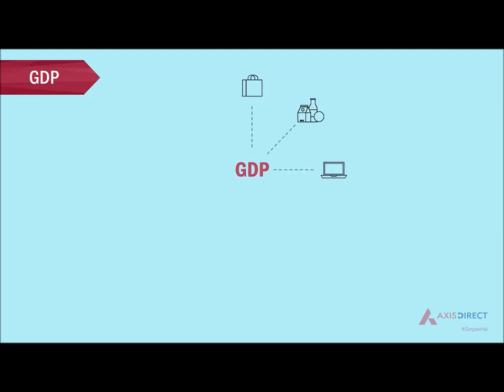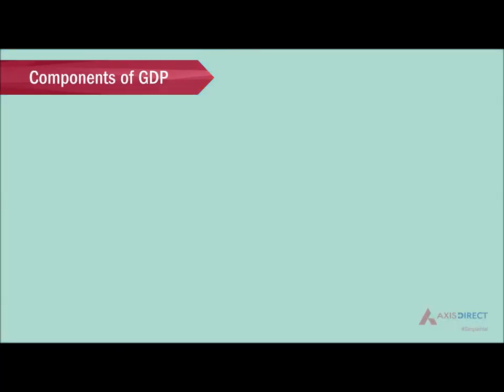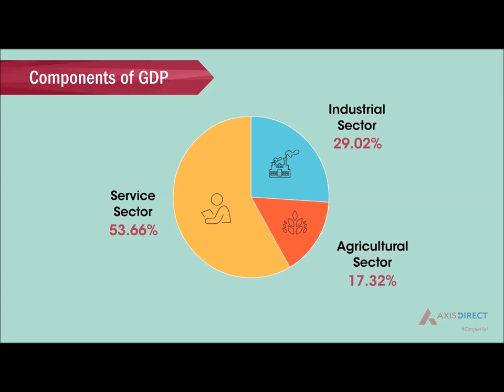GDP is the value of all the final goods and services produced in the country in a financial year. When GDP rises, it signifies growing economic activity. When GDP falls, it signifies falling economic activity. Main components of GDP are service sector, industrial sector, and agricultural sector. Increase in the output of any of the components would mean increase in GDP.